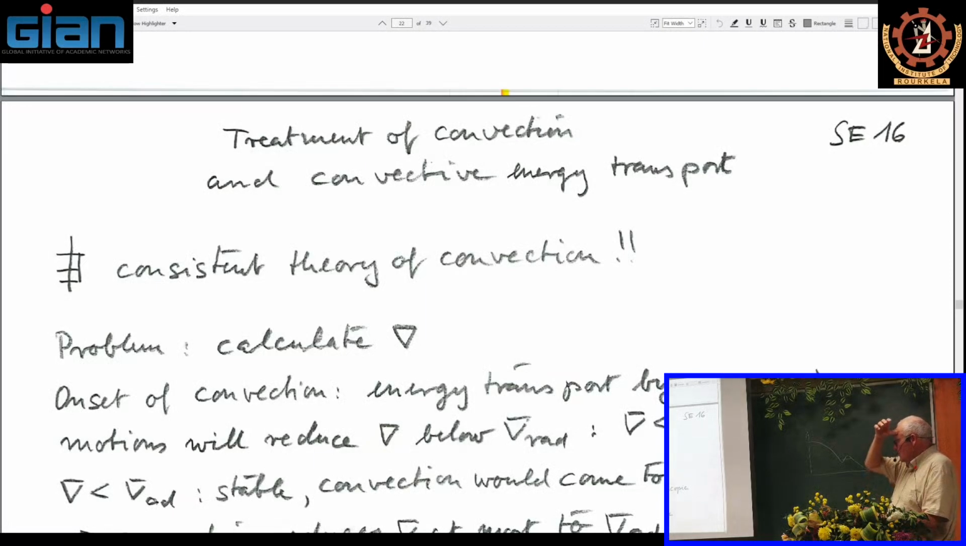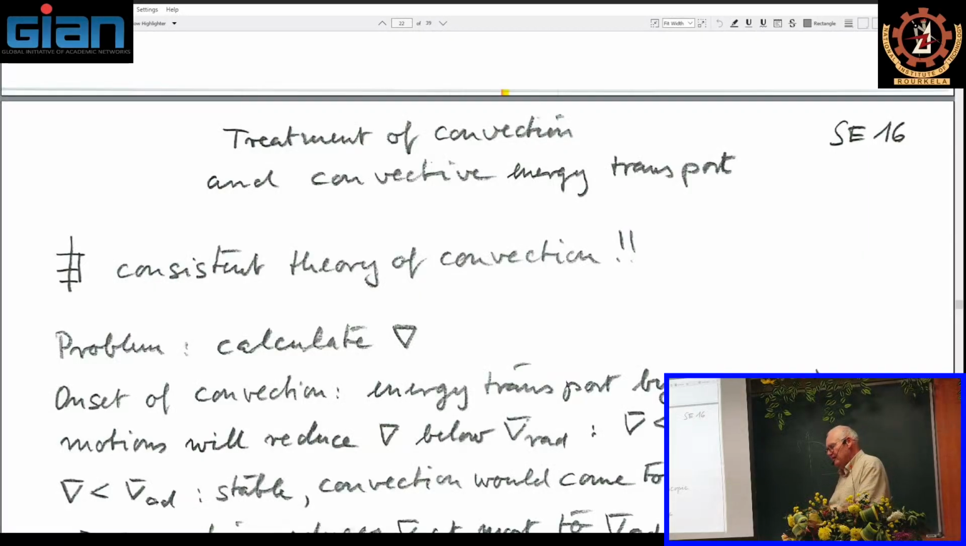Okay, so the convection sets in when nabla radiative becomes bigger than nabla adiabatic, according to Schwarzschild's criterion. So what will happen? We have a big temperature gradient, and this big temperature gradient is too big to be stable. So what convection will do, it will reduce the origin of the instability. So what it will do, it will reduce the nabla, it will make it smaller.